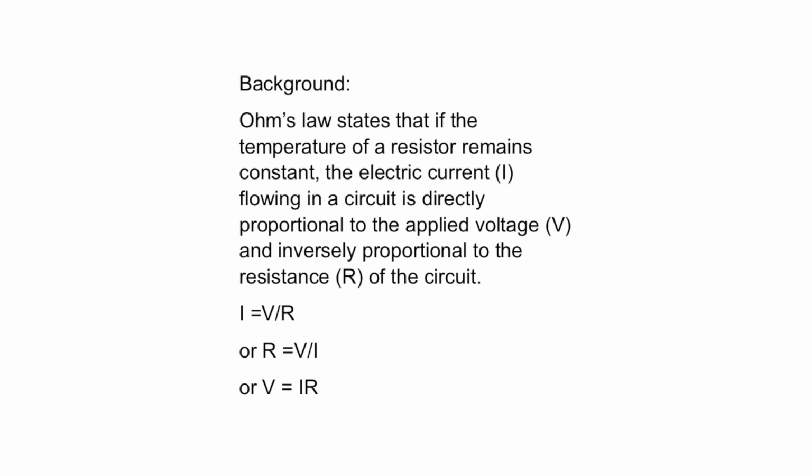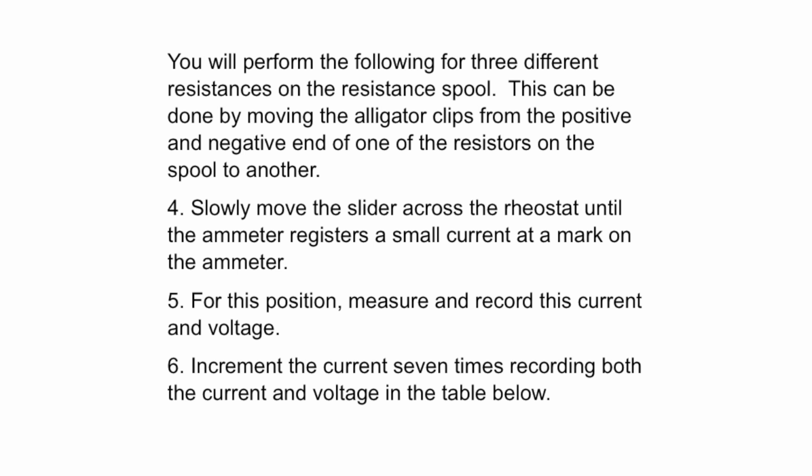Ohm's law states that if the temperature of a resistor remains constant, the electric current flowing through the circuit is directly proportional to the applied voltage and inversely proportional to the resistance of the circuit. Therefore, current is equal to voltage over resistance, resistance is equal to voltage over current, and voltage is equal to current times resistance. At this moment, steps 1 through 3 have been completed.